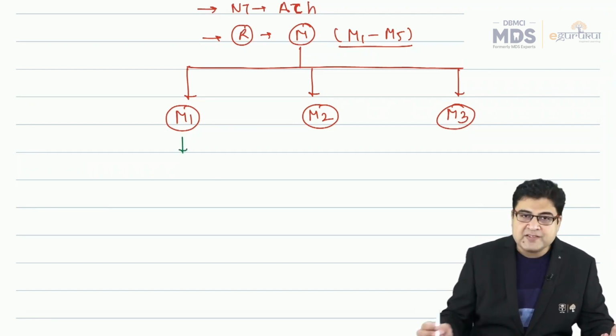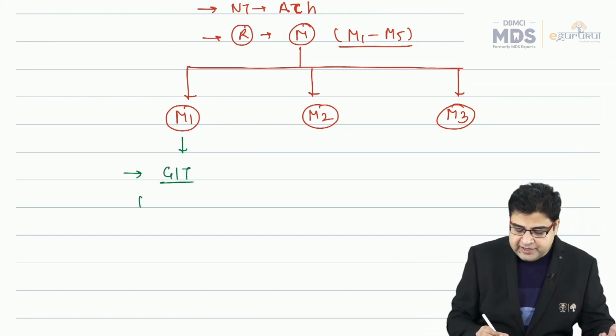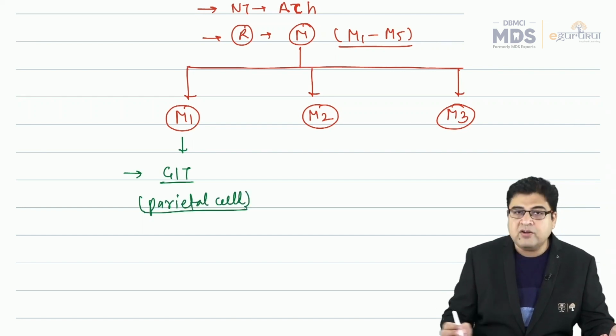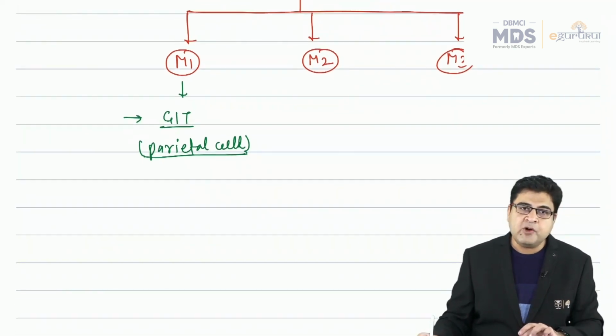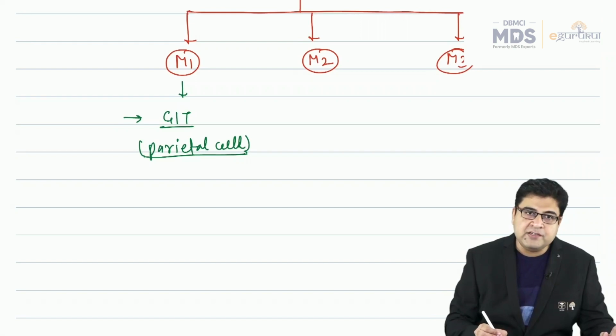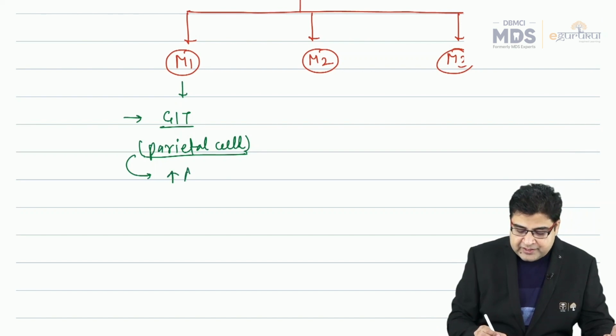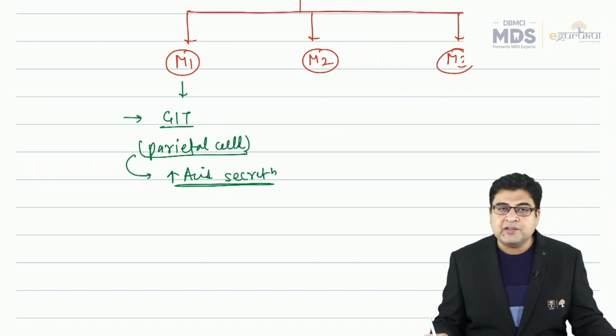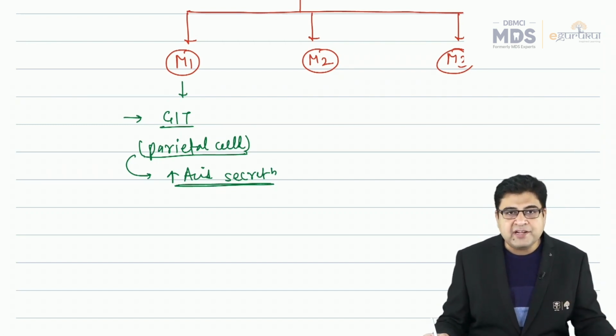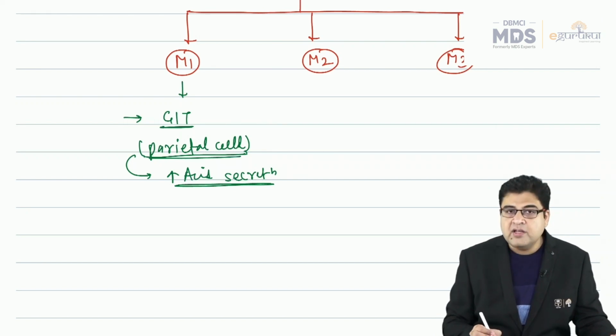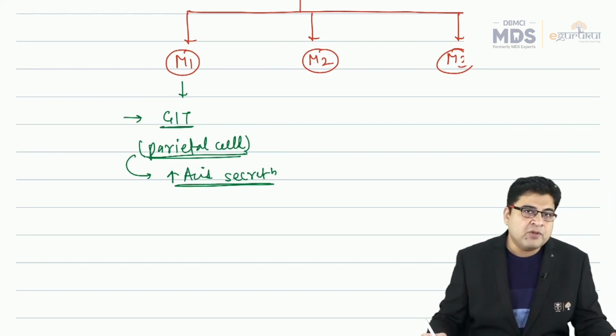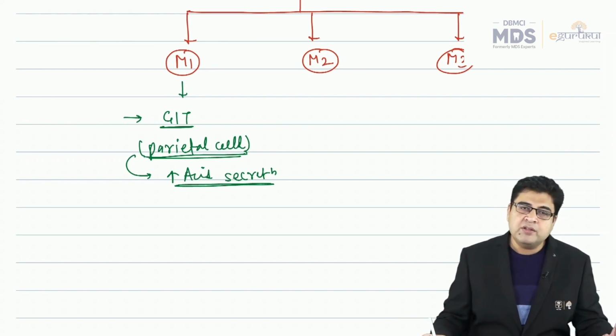Now, where do we have the presence of the muscarinic 1 receptor? We have it in the GIT, near the parietal cell. What is the purpose of the parietal cell in the body, guys? The parietal cell is mainly required for acid secretion. So whenever this receptor is stimulated, acid is going to be released in the GIT. In the stomach, whenever we eat food, acid is released because of the presence of the muscarinic 1 receptor on these parietal cells.